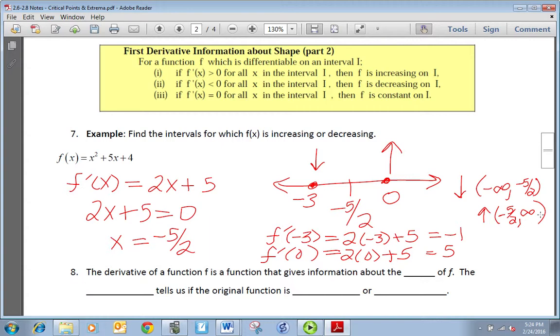So the derivative of a function f is a function that gives information about the slope of f. The derivative tells us if the original function is increasing or decreasing.